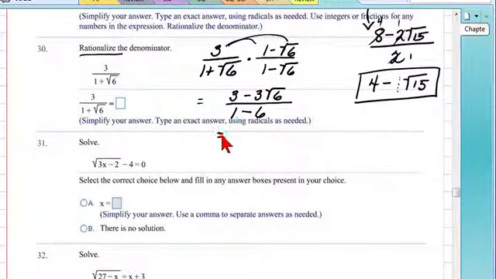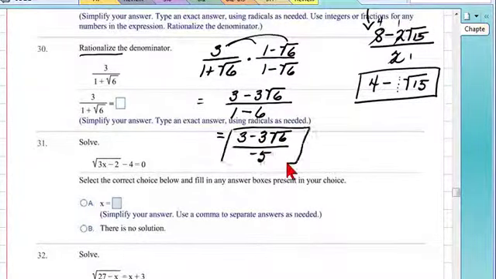So one more line, and then I'm going to do these other problems on just the notebook paper that's in here. I'm going to have 3 minus 3 square root of 6 all over negative 5. Is that okay for number 30?